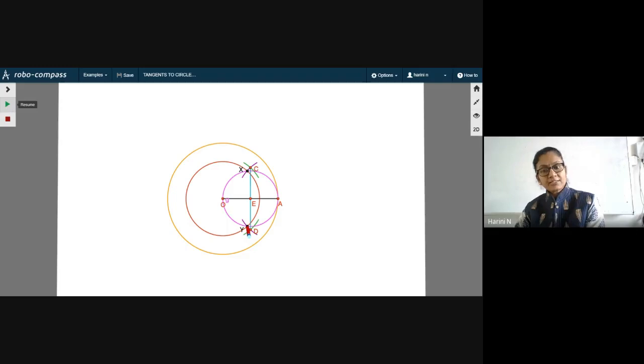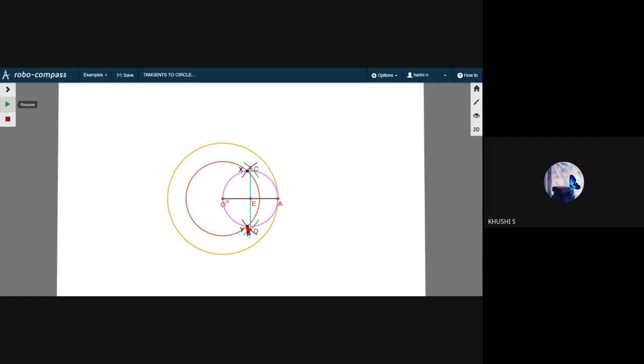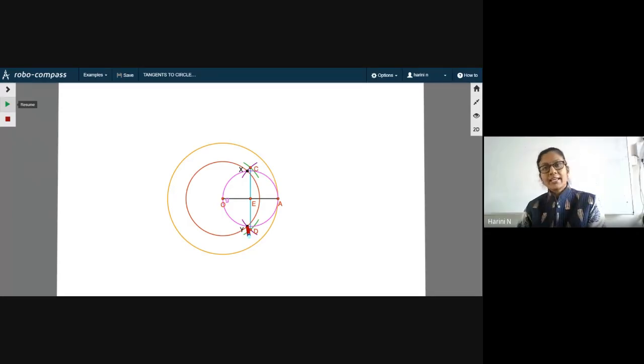Okay, after I have marked, what should I do? X and Y are the points of intersection. Join AX, yes, and AY. Join AX and AY, to show that AX and AY are the tangents from A to the original circle, which is red in color there. All right. So next step, you will join your AX and AY. So my tangents are ready.